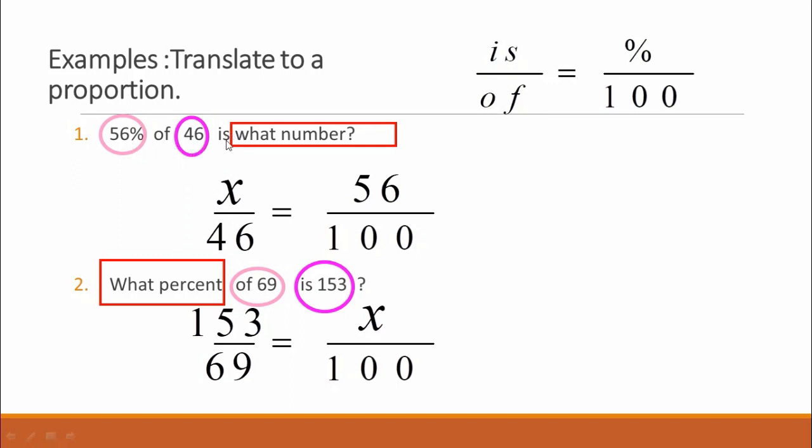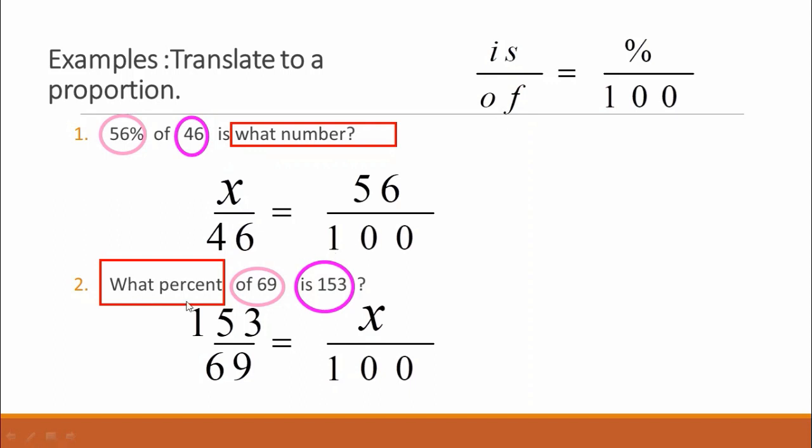56% of 46 is what number? "Is what number" means the part is missing. The part is unknown. So using this formula, the unknown part is x, and the whole value is 46. Now x divided by 46 is equal to 56 divided by 100.